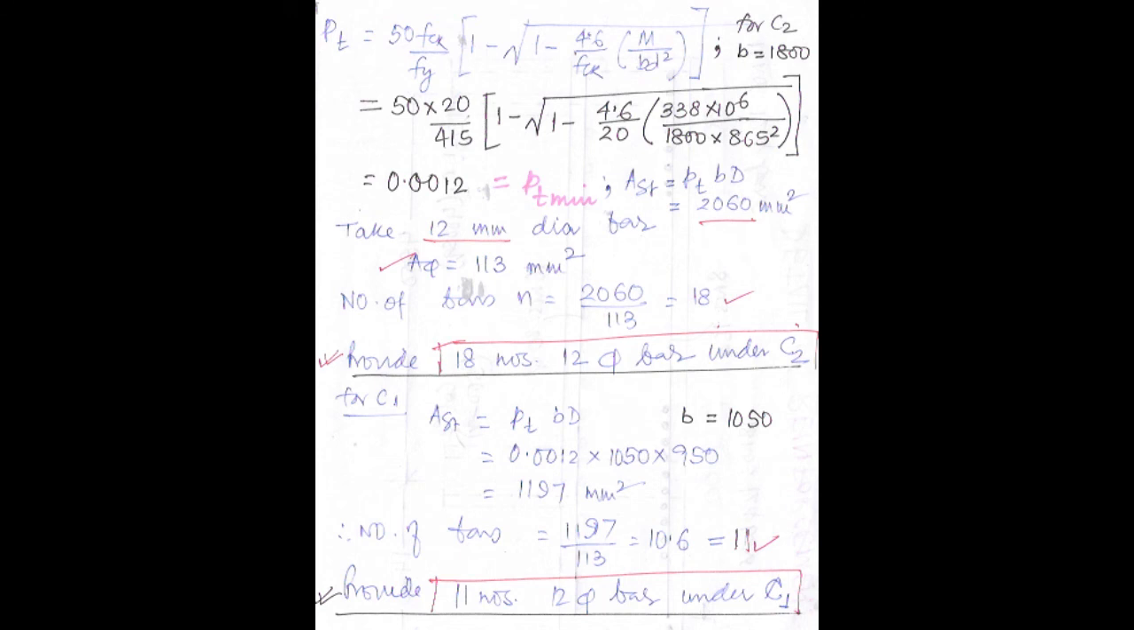So now I think you have understood why I have done the calculation of PT for C2 first: because we know that it is the greater one. Always we start with the greater one and see how much it is coming, because it has to satisfy the minimum steel requirement value given by the code. So here we are getting 1197 millimeter square. So the number of bars will be 1197 by 113. It comes out to be 11. So what will be our conclusion? Provide 11 number of 12 millimeter diameter bars under C1.